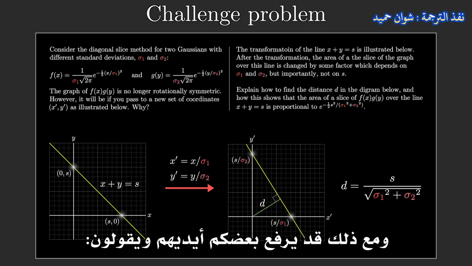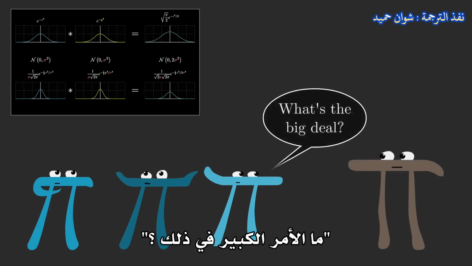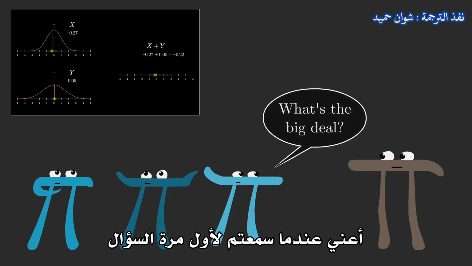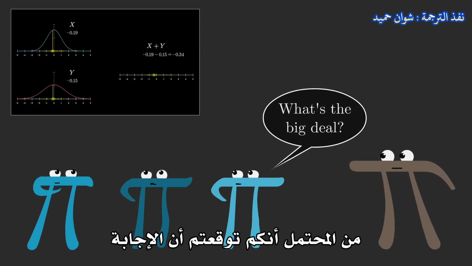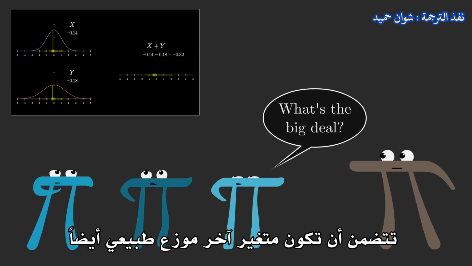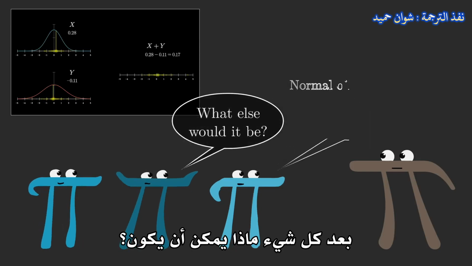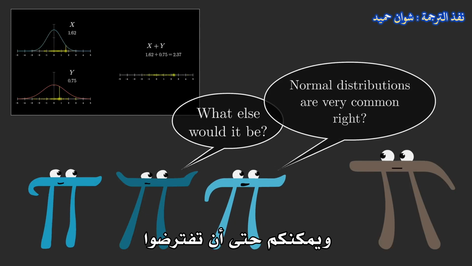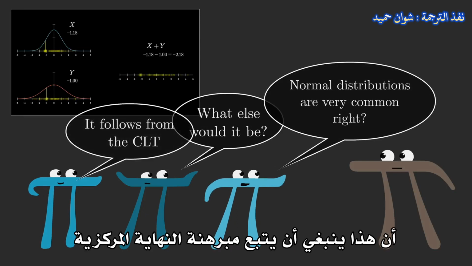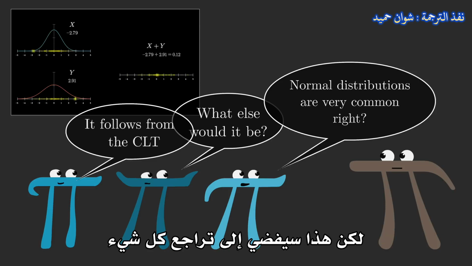Still, some of you might be raising your hands and saying, what's the big deal? I mean, when you first heard the question, what do you get when you add two normally distributed random variables, you probably even guessed that the answer should be another normally distributed variable. After all, what else is it going to be? Normal distributions are supposedly quite common, so why not? And you could even say that this should follow from the central limit theorem. But that would have it all backwards.